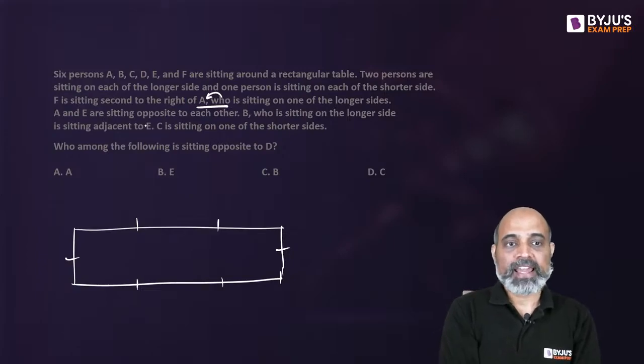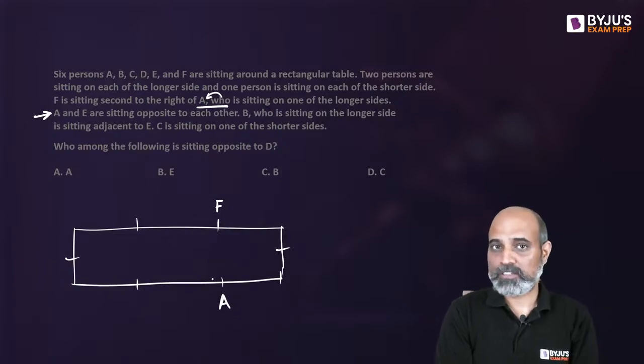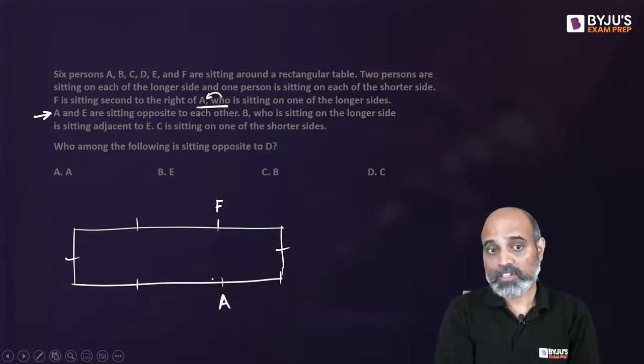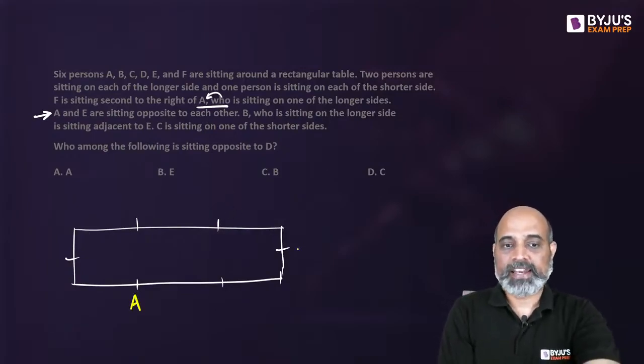Next, A and E are sitting opposite to each other, right? Now, suppose I make A sit over here, then F is sitting second to the right. This is where F is going to be seated. Then the next statement will not make sense, no? That A and E are sitting opposite to each other, because right now A and F are sitting opposite. So of course I can't take A at this point. I'll have to move A to the left seat. So when A moves to the left seat, F goes here, and opposite to A we are going to have E. So the first statement is done, and the second statement is also done.